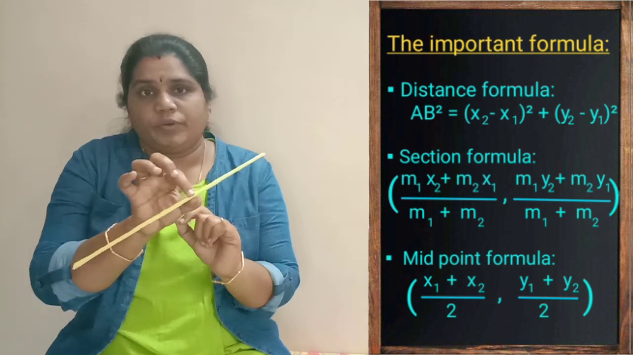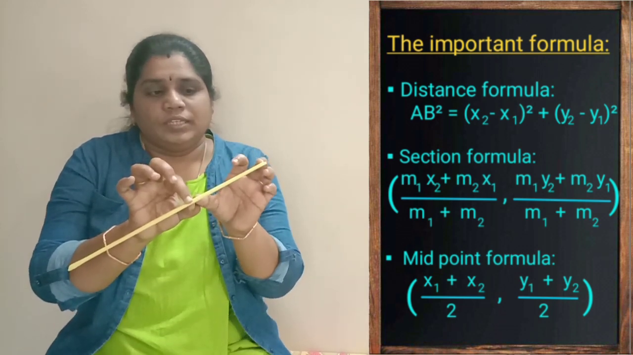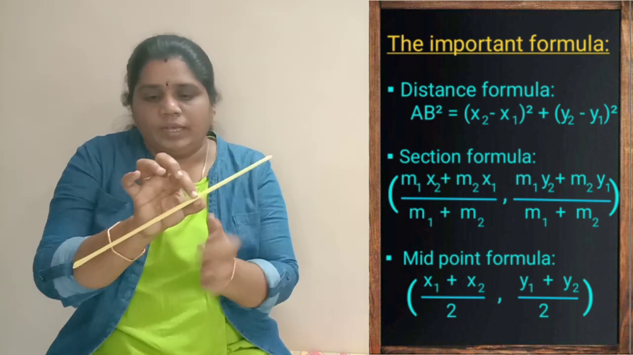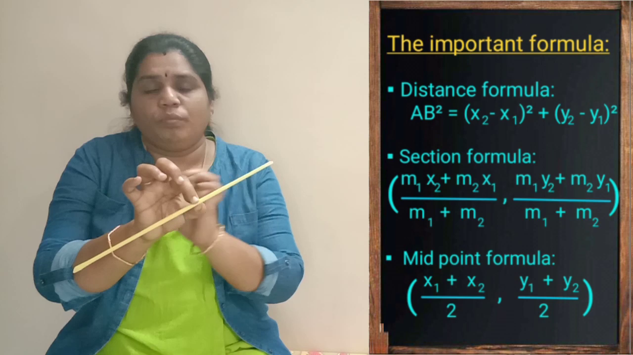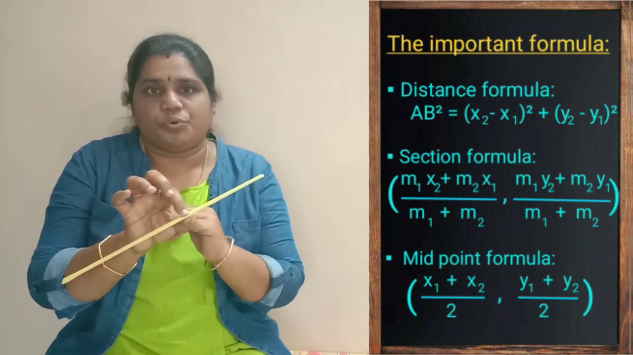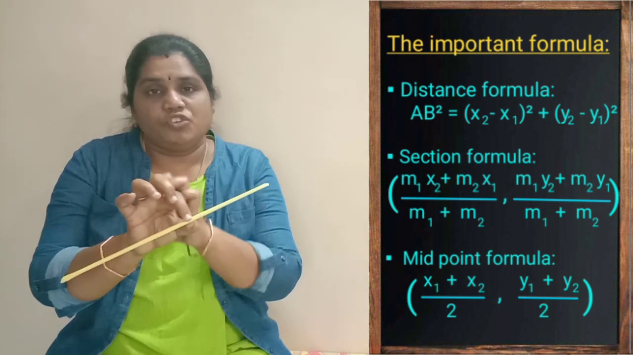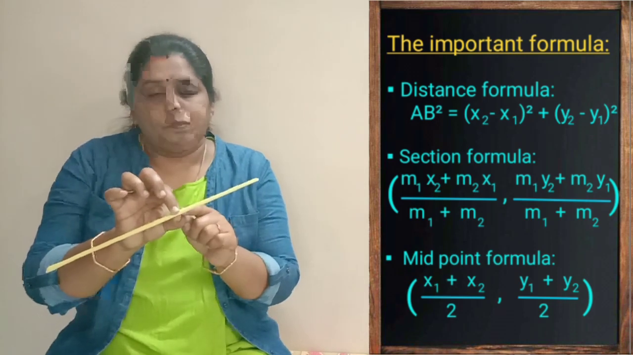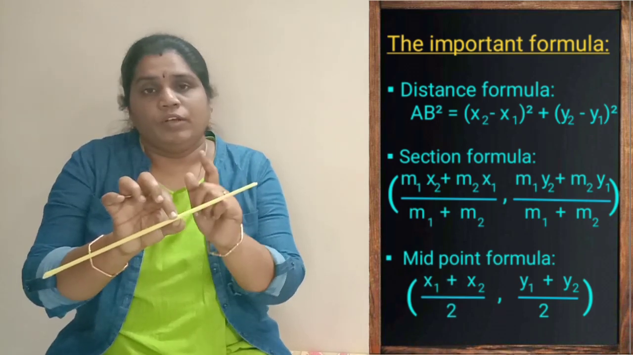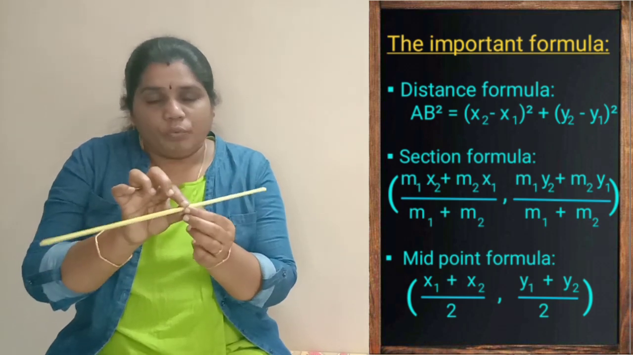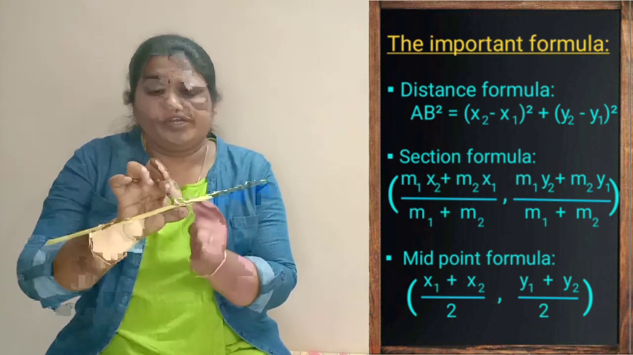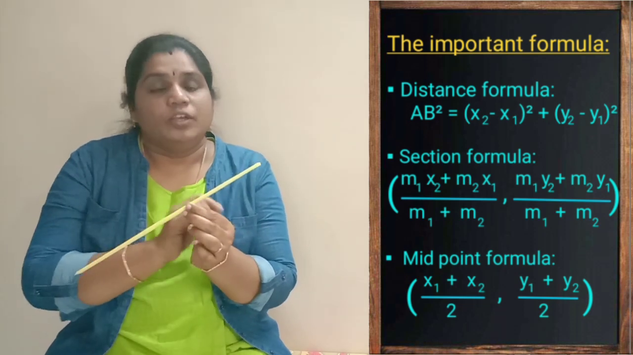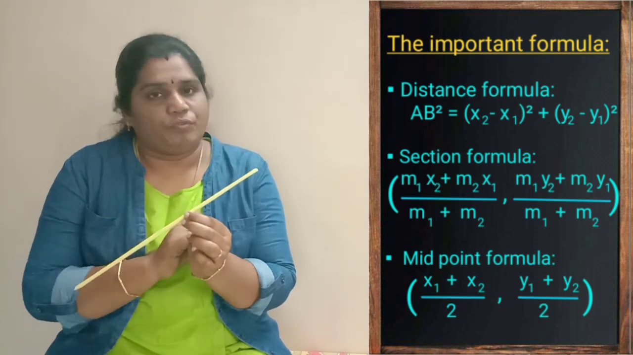AB is divided in some ratio. This is one part, and this is the other part. These two are in some ratio, m1 to m2, and the point P is (x, y). So we are going to find the point P where the line AB is divided, using the section formula.